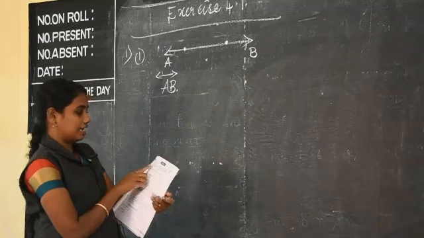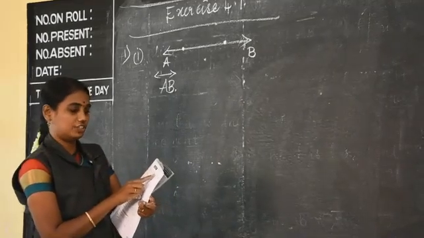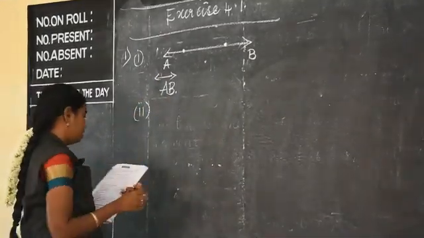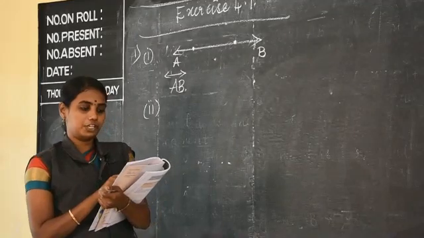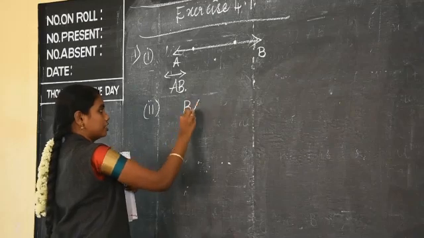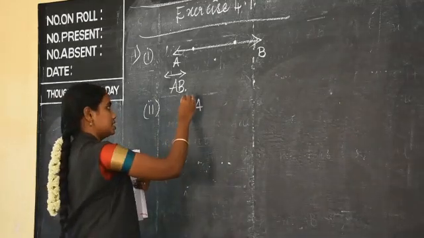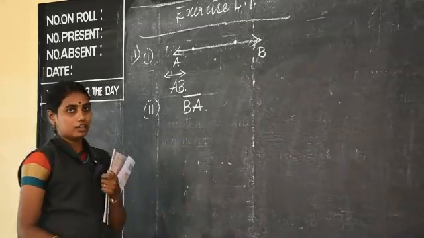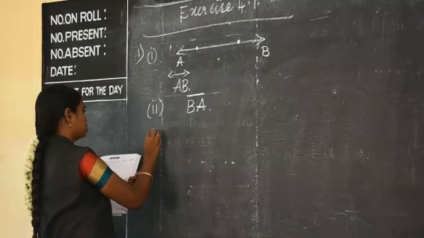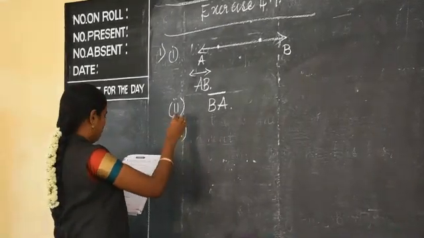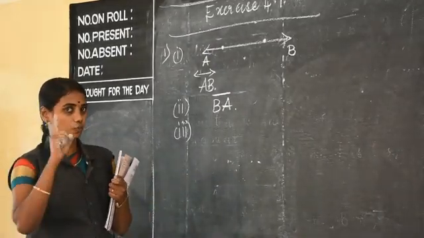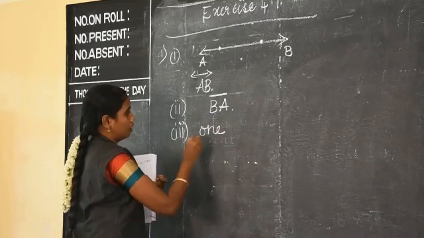Just listen to the question. A line through two endpoints A and B is denoted by the line AB. Option 2: a line segment from B to A is denoted. Line segment only they asked. So BA, line segment means just one bar, no arrows. Arrows are only for line. Next, option 3: a ray has dash endpoint. How many endpoints does a ray have? One endpoint. Answer is 1.